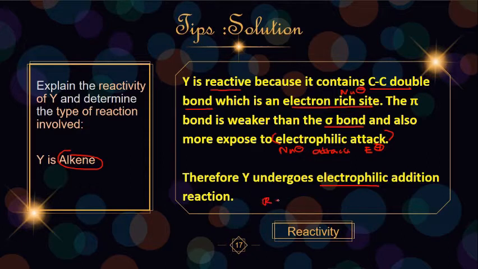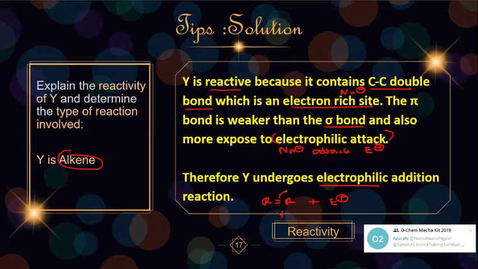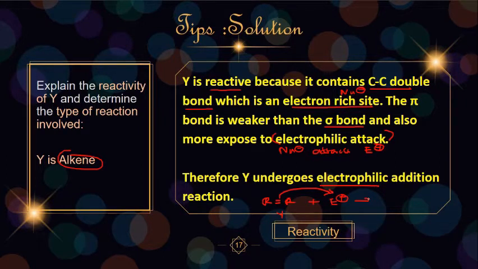For example, you have R double bond R, plus an electrophile. This is Y, for example, an electron-rich species. I can see that this double bond will be attacked as a nucleophile attack on E+. So it becomes a single bond here. You can see the double bond becomes a single bond. This one is an addition reaction. Because you add an electrophile here, this is actually an electrophilic addition reaction.